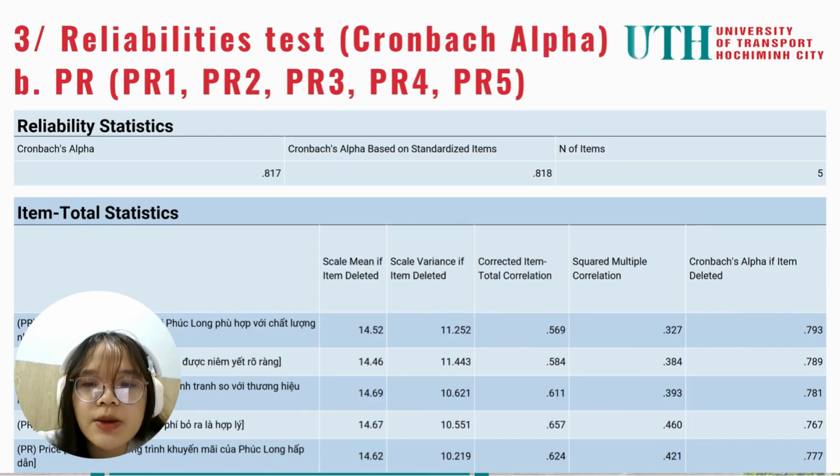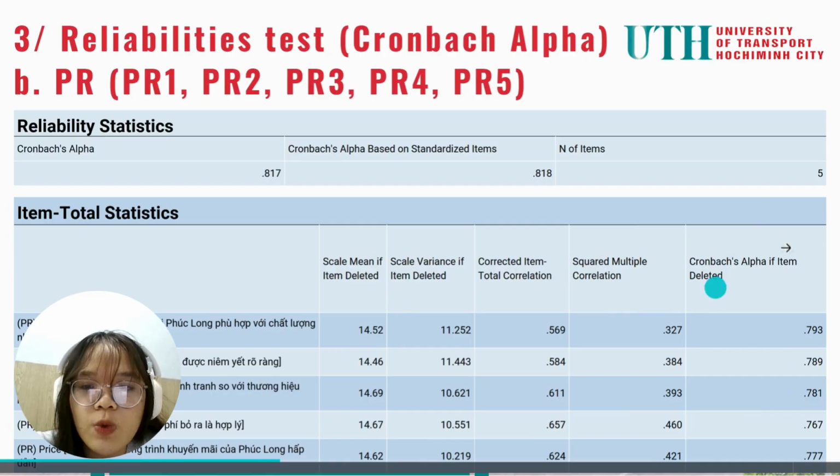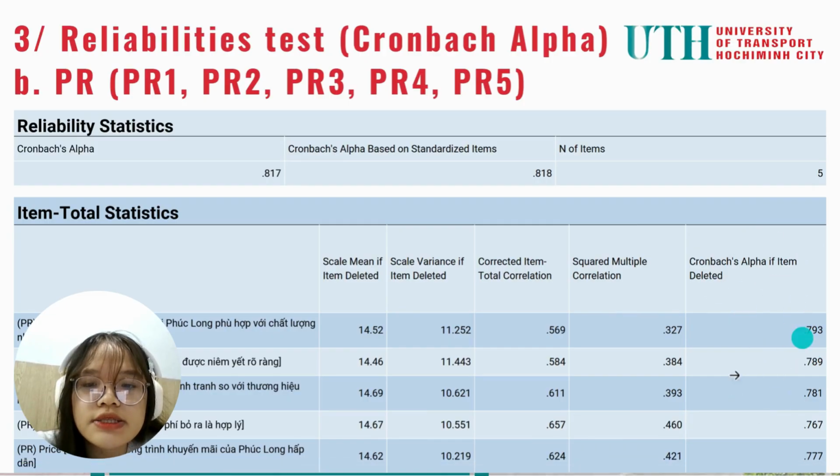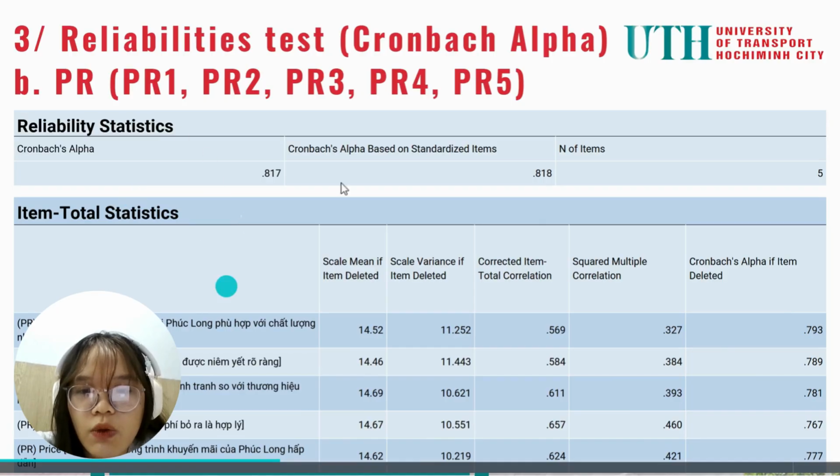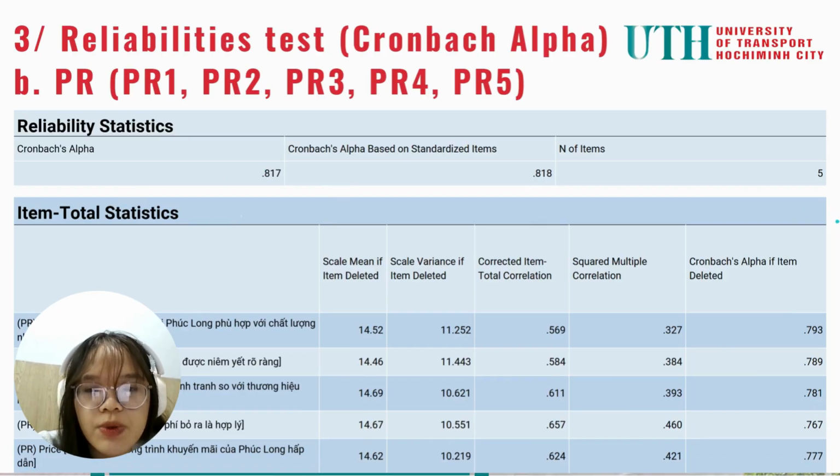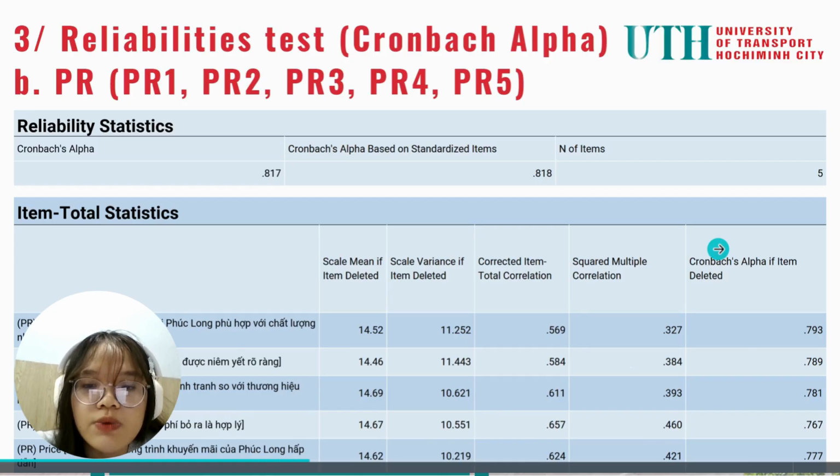For PR, the price perception, Cronbach's alpha was 0.817, and all of the corrected item-total correlations were higher than 0.3. In addition, the Cronbach's alpha if item deleted value was lower than the overall alpha, which means that removing an item would not improve the reliability of the scale. So, all of the PR items were retained.